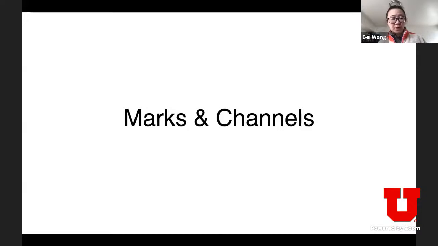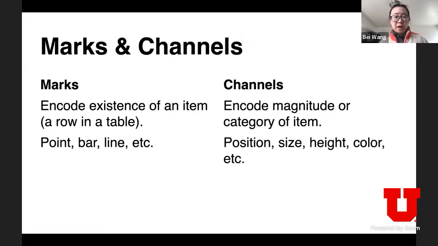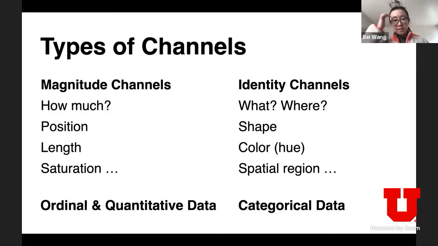Now, if we talk about data visualization, we have to talk about marks and channels. We have actually seen a lot of those elements in our first lecture on data visualization, which I think is lecture 13. When we talk about marks, we talk about using marks to encode the existence of an item, for example, a row in a table, a data point. For example, a point in the scatter plot, a bar in the bar chart, a line in the line chart. The channels that we talk about for visualization correspond to using position, size, height, and color to encode magnitude or categories of items. And specifically, there are different types of channels.